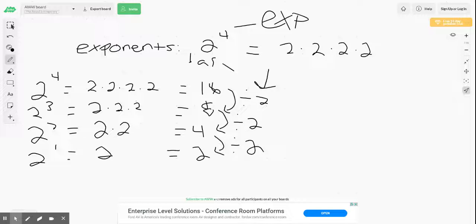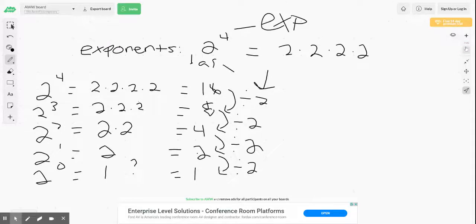Well, what if 4, 3, 2, 1? What if I have 2 raised to the 0? Now, that's very weird. I don't know what to put here. Well, let's come over here and continue my pattern. Well, according to my pattern, I am dividing by 2. So 2 divided by 2 is 1. Therefore, 2 raised to the 0 power is 1.